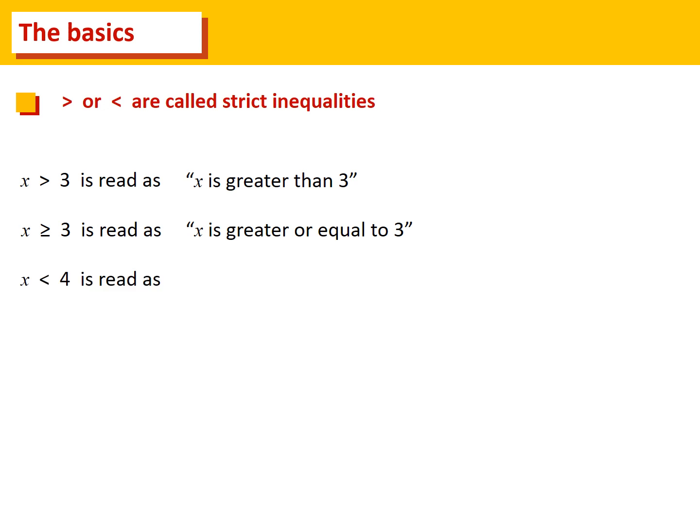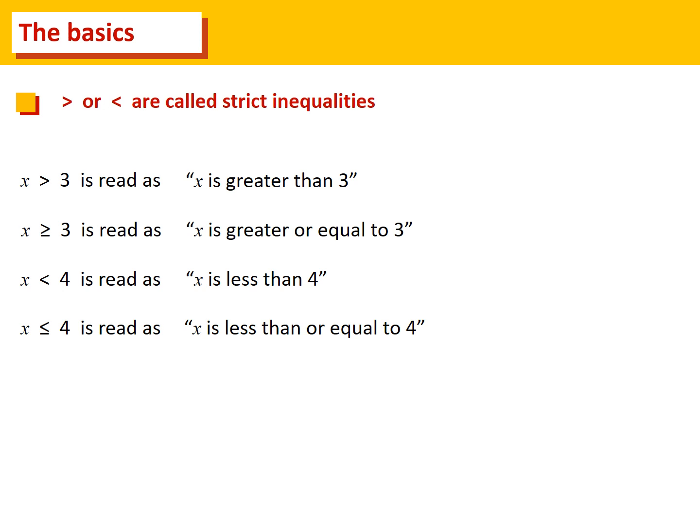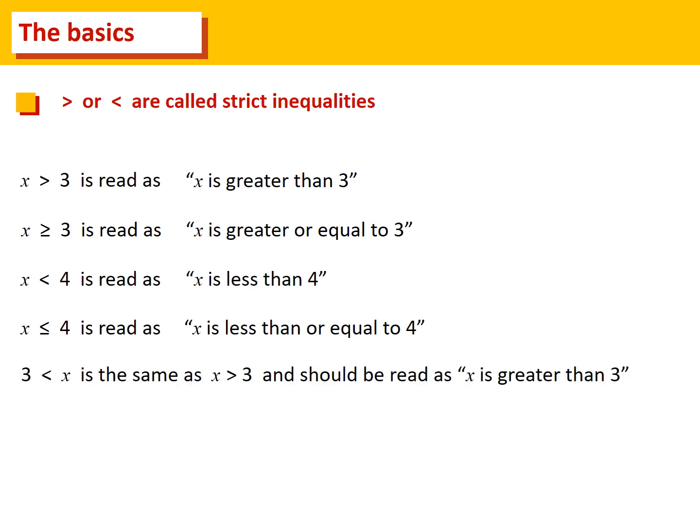That is x is less than 4. Note the arrows pointing the other way. That's x is less than or equal to 4. If we have 3 is less than x, which is what this inequality is saying, well, if 3 is less than x, that's the same as x being greater than 3. And that's how we would read it. Although it's written 3 is less than x, we'd actually read that as x is greater than 3.